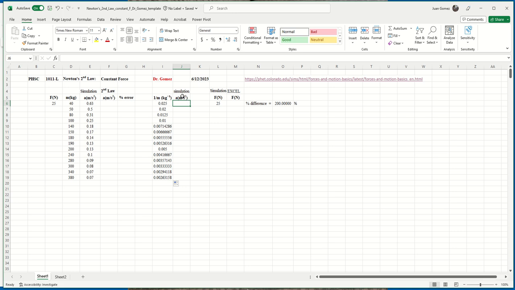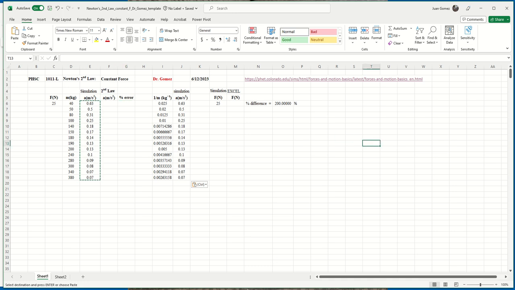Now for the simulation values, I'm simply going to take these values and do copy and paste. So there, now I've got columns I and J, those are the columns that I'm going to graph. And for columns F and G, for the acceleration obtained by the equation for Newton's second law and the percent error, we'll get to that in a little bit.